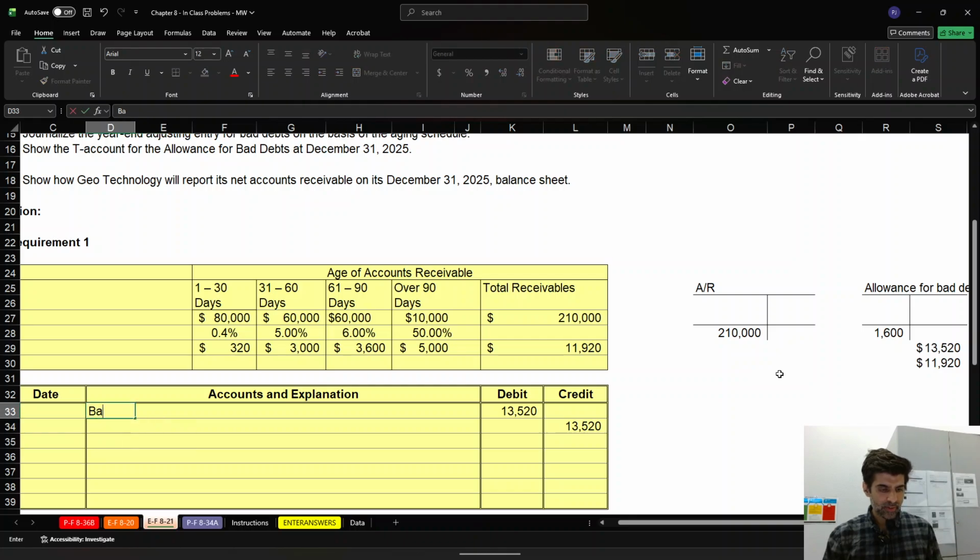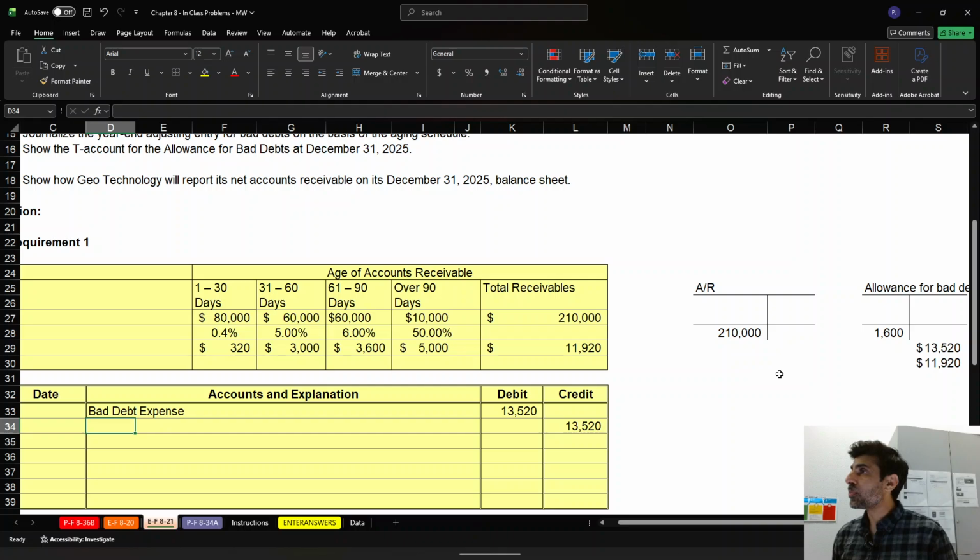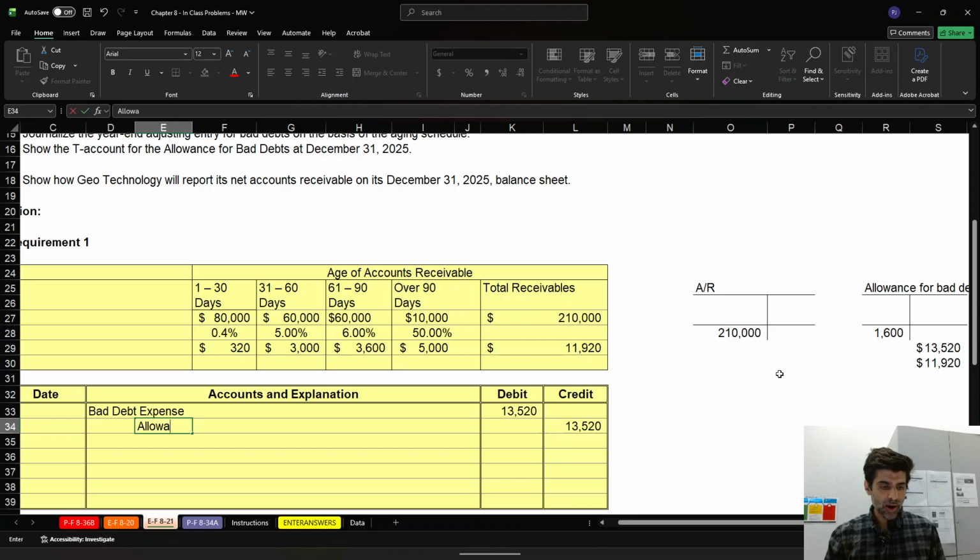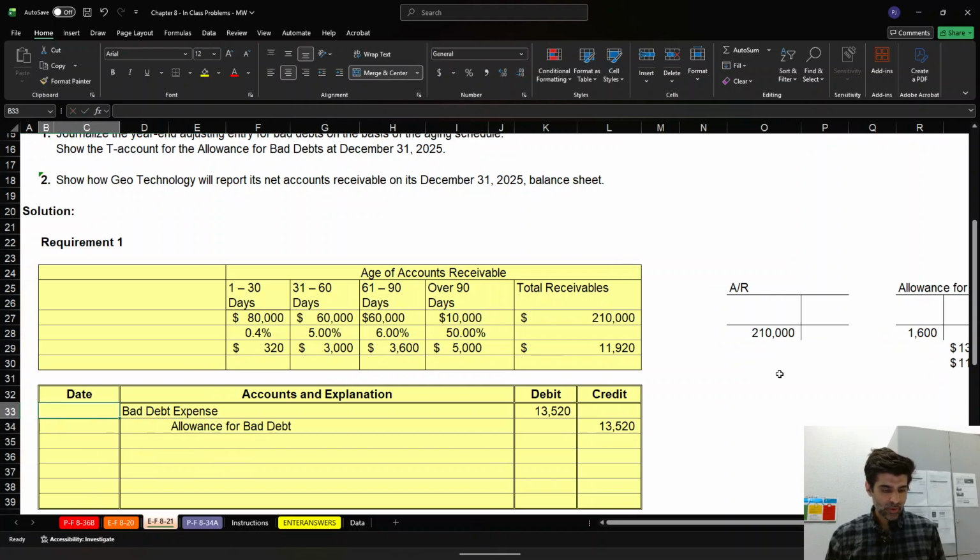And again, the form of it is bad debt expense. This is going to be a hit to our profitability in this period. We're taking an expense, and we're going to add to our piggy bank, which we call allowance for bad debt. And again, this is going to be at the end of January. This is an adjusting entry.